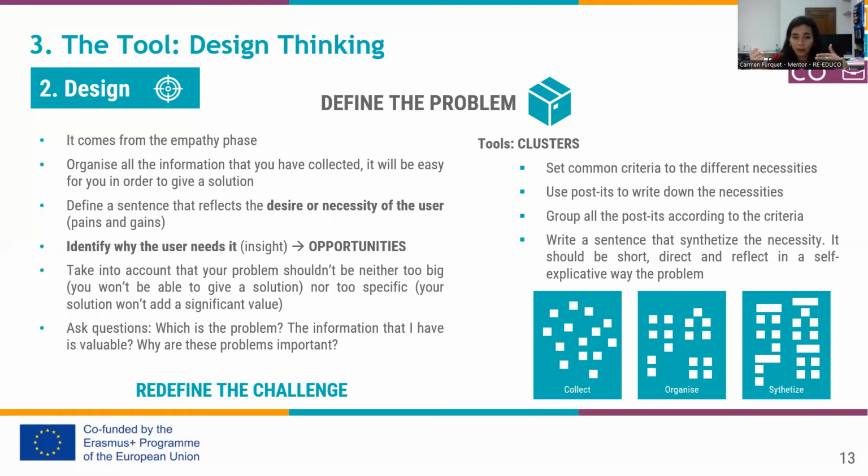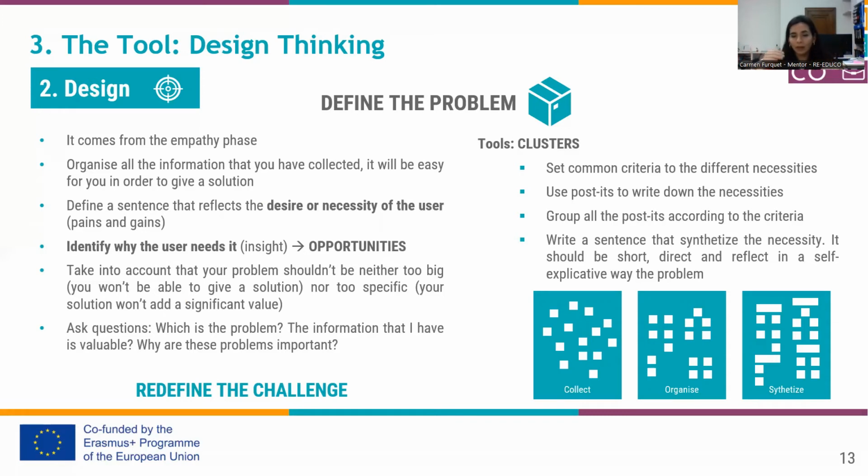From the analysis of these sentences and of these necessities, I am going to obtain the real need and to find the opportunity in this need. And we have to take into account that the problem should not be really big, because if the problem is really big, I am not going to be able to solve it. And if the problem is really small, my solution is not going to have a significant value, because it's going to solve only a minimum thing, and a minimum thing cannot be a business solution.